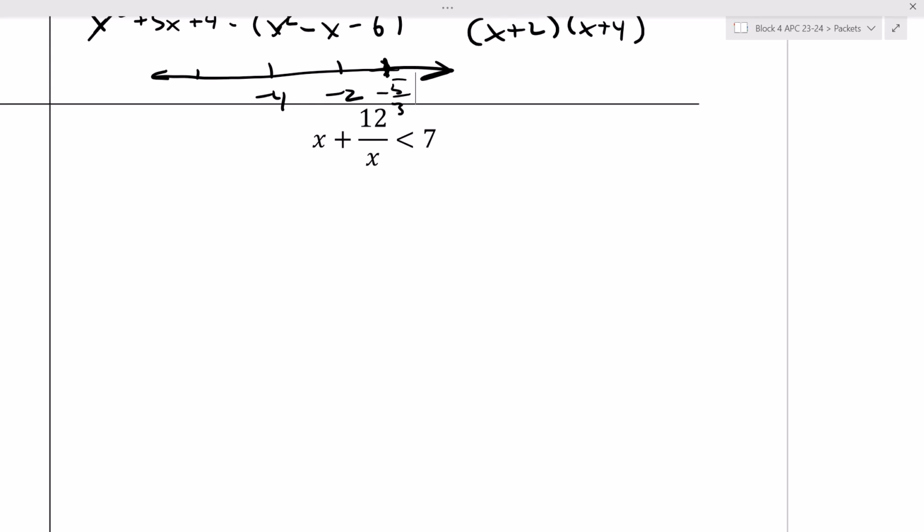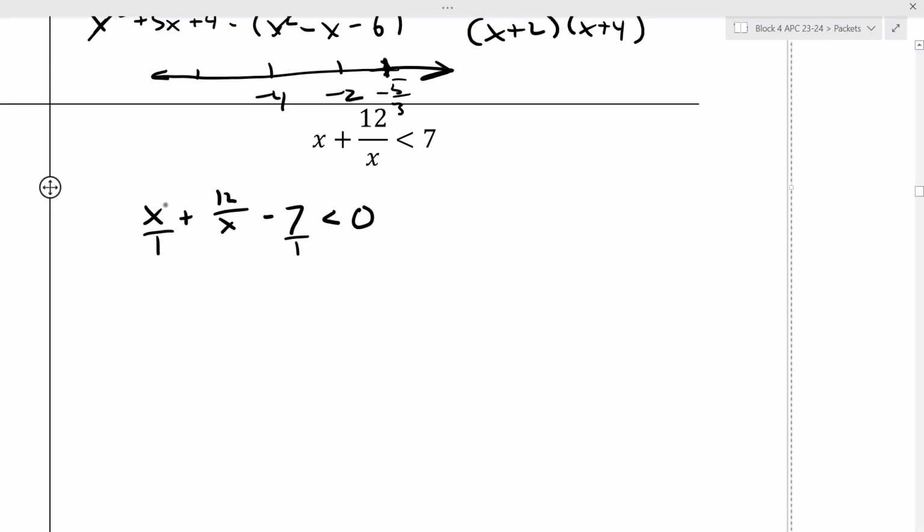So instead I'm going to take that 7, move it over to the left. So we have x plus 12 over x minus 7 is less than 0. But now what? Common denominator. Under that x is a 1. Under the 7 is also a 1. The common denominator, of course, is going to be x. So let's make it happen.